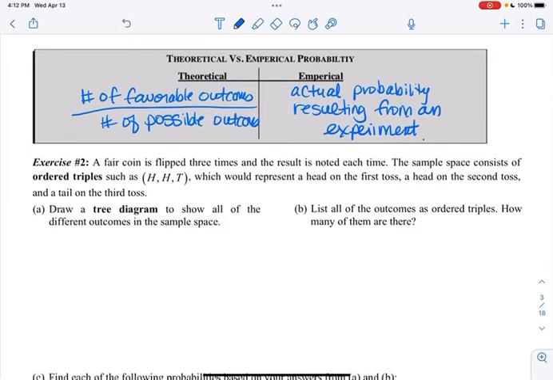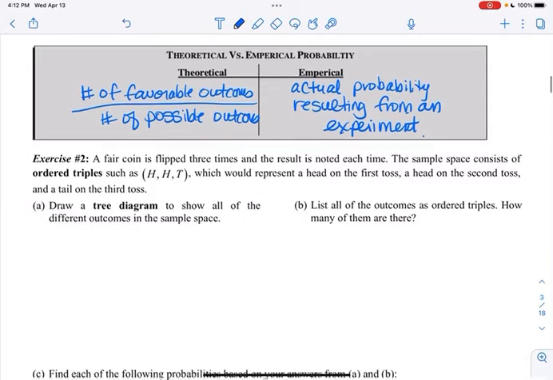Exercise 2 actually has a coin. A fair coin is flipped 3 times and the result is noted each time. The sample space consists of ordered triplets such as HHT, that would be heads, heads, tails, which would represent a head on the first toss, a head on the second toss, and a tail on the third toss.